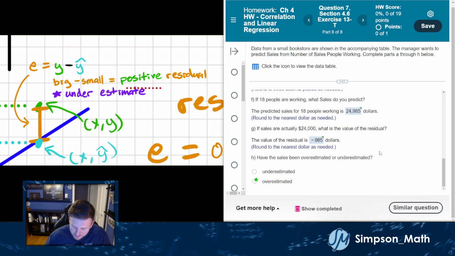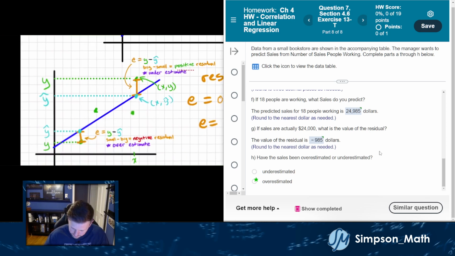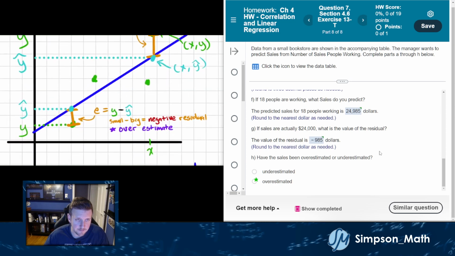I have some big number minus a small number. Well, if I do a big number minus a small number, I'm going to get a positive number. So I'm going to have a positive residual. All right, I'm going to come back to the estimate part in a second. Let's take a look at this other one.